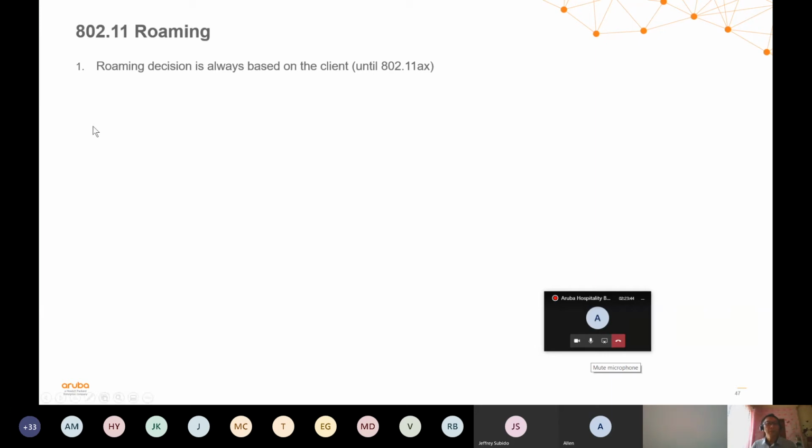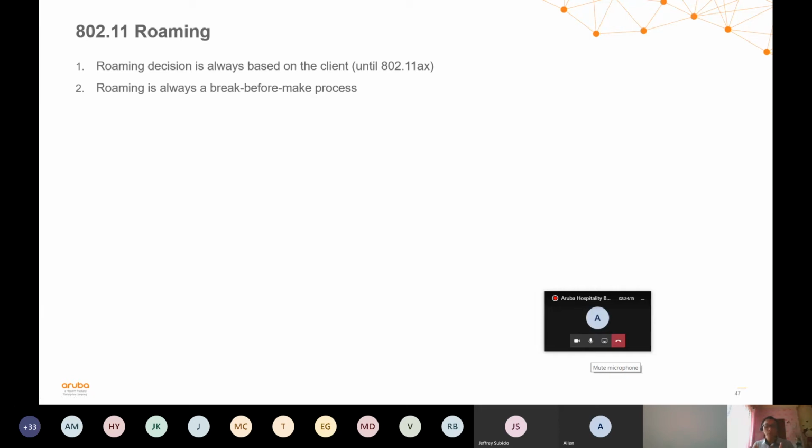Okay. So first of all, with roaming, there are some important things to understand, and that is that the roaming decision is always based on the client. Ignore the words "until 11ax." That's wrong. I must have had a brain fart when I put that in. But no, the roaming decision is always on the client, and roaming is always a break before make process.